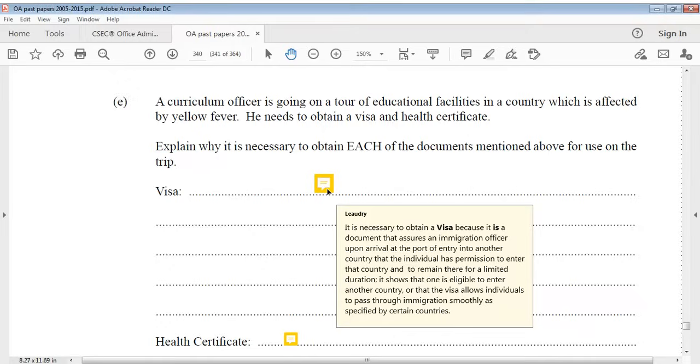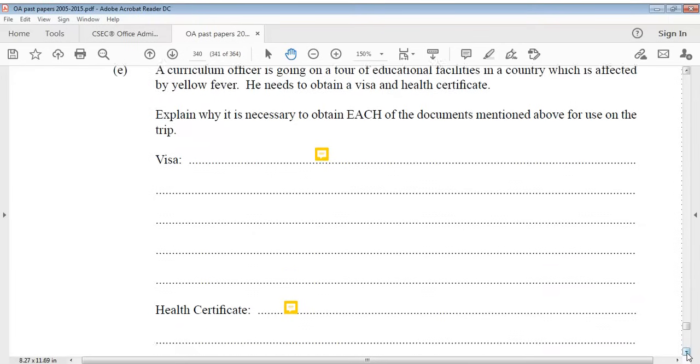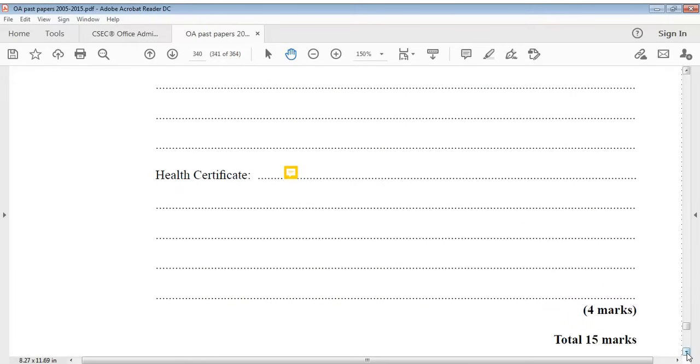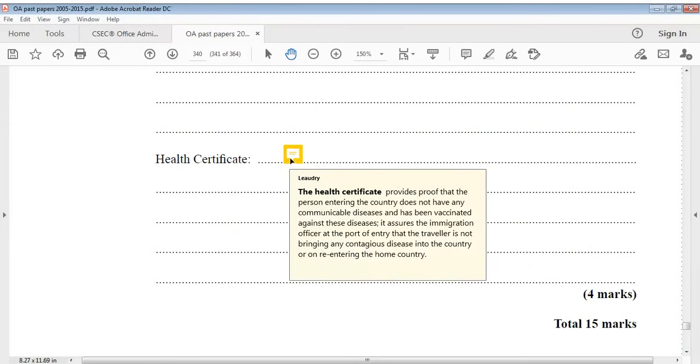So you could write any one of those two. So that's the purpose of a visa. All right. So let's move on to health certificate. Why does he need to get a health certificate?